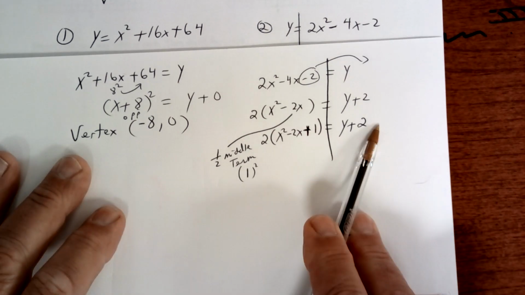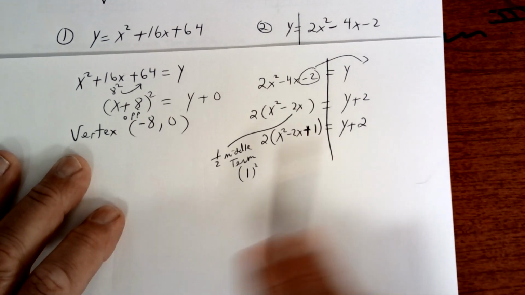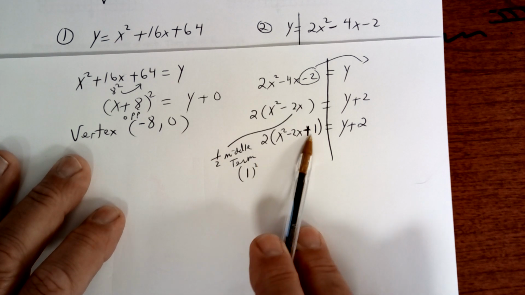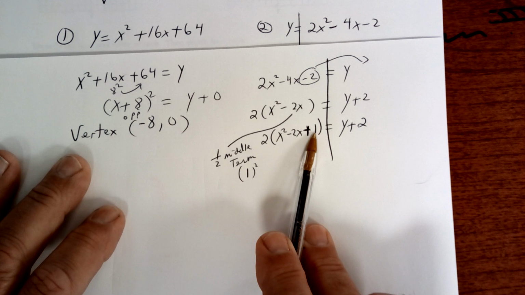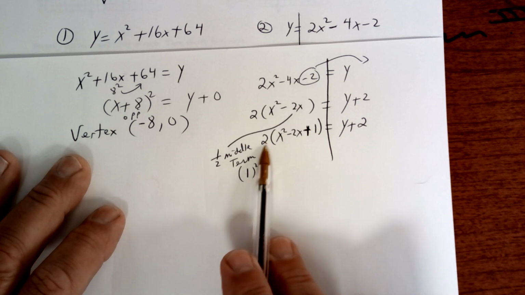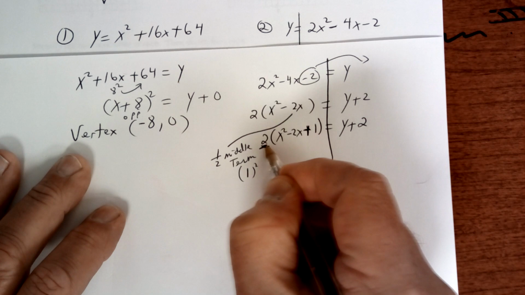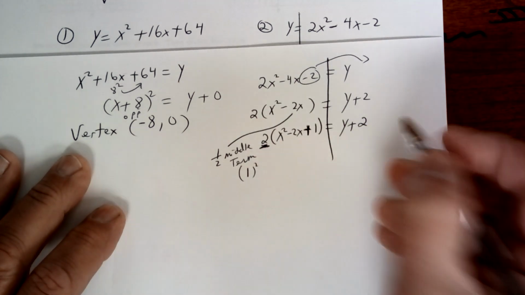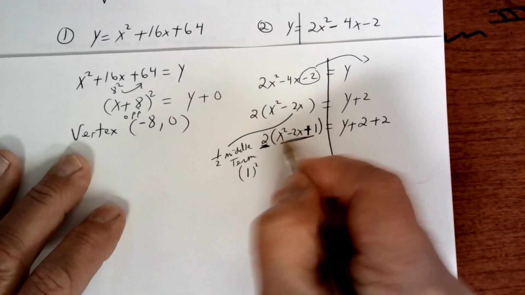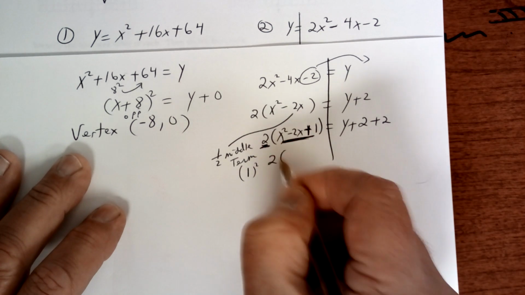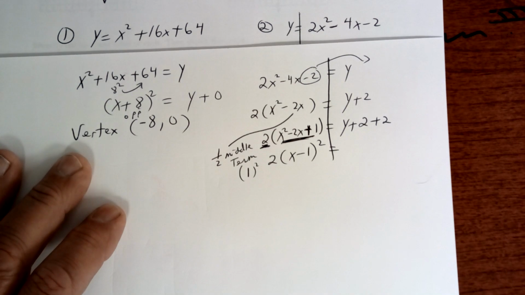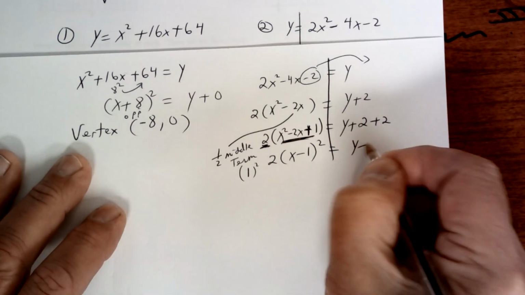But wait a second. You have a 2 sitting out here. And that 2 is going to multiply. So 2 times 1 is 2. So you essentially added 2 to this side. Don't forget, this number, 2 times 1 is 2. So you got to add 2 to this side. When you do that, this becomes a perfect square. So you're going to get x minus 1 quantity squared. And this becomes y plus 4.